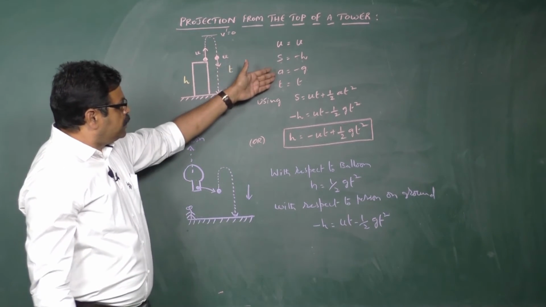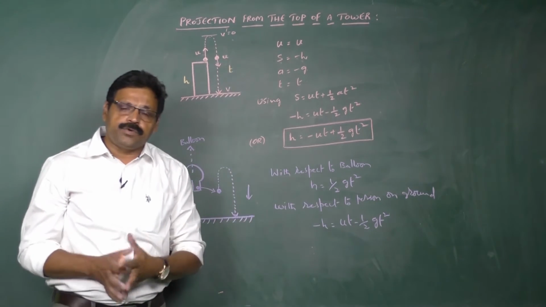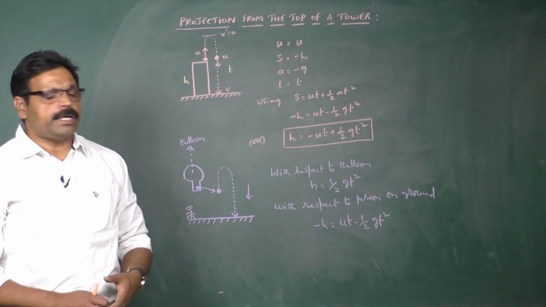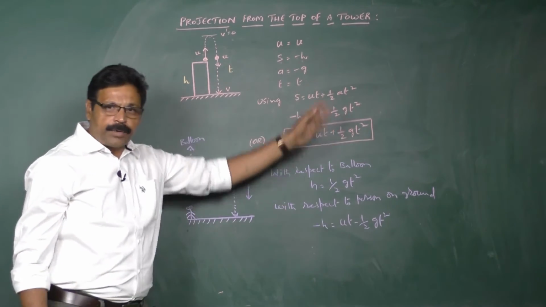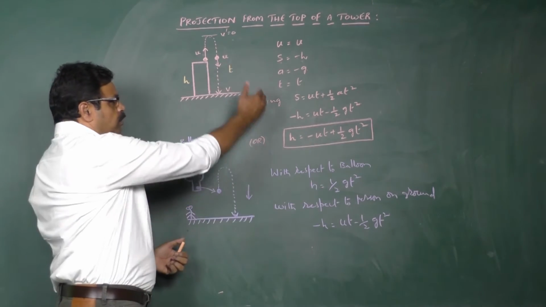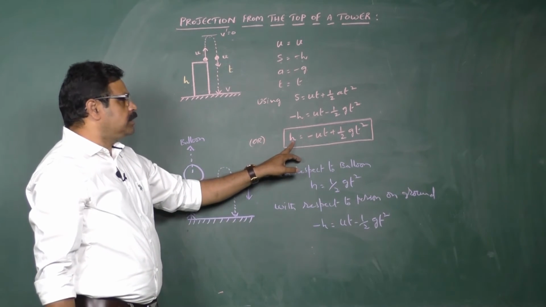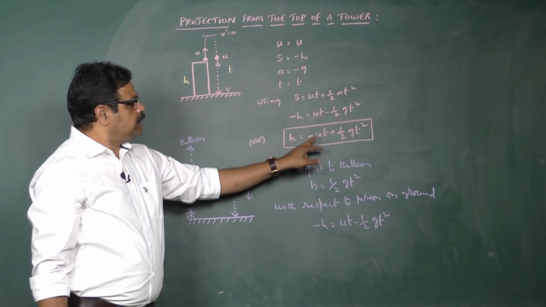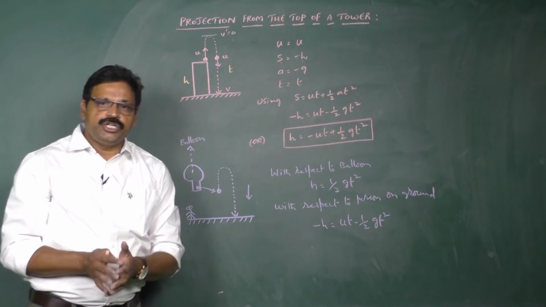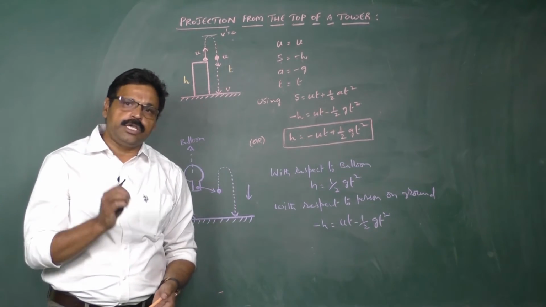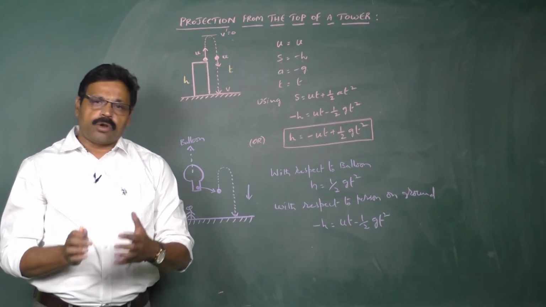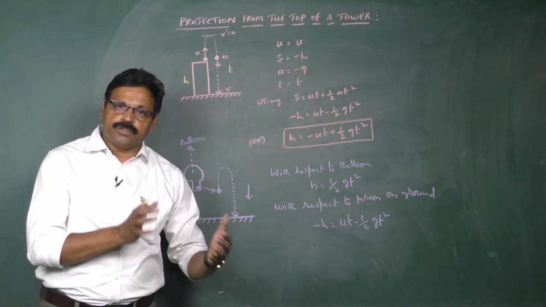Now using all these known parameters, we can calculate the height of the tower. Because the known parameters are these, then one of the equations of motion is s equals ut plus half at square. Using that particular equation, substitute all the values over there. Here you are getting the height of the tower is given by minus ut plus half gt square. This is one of the important equations to remember in solving the problems related to the height of the tower.